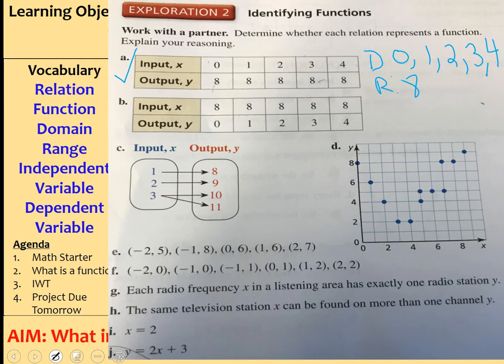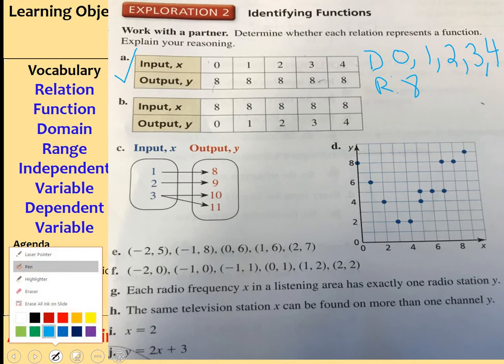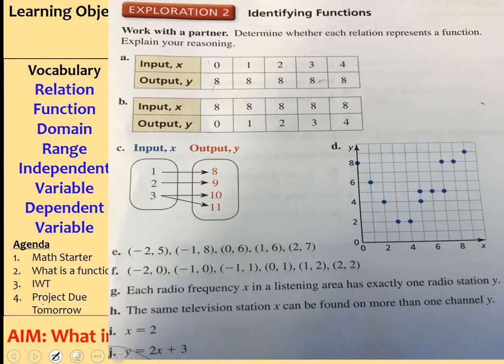I'm going to list 8 one time because it's the only number that's in there, but if when I check your work you have a number multiple times, it's not a big deal. So good, this is a function. Let's do the next problem. Okay, is this a function?